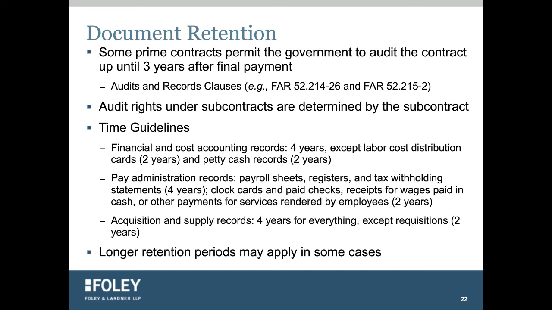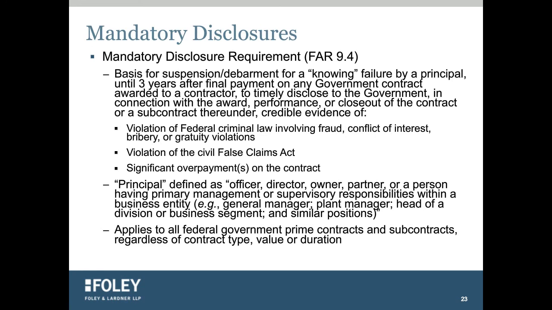The mandatory disclosure requirement: under the suspension and debarment regulations of FAR 9.4, a contractor can be suspended or debarred for a knowing failure by a principal to timely disclose credible evidence of criminal violations and significant overpayments. So there are a couple things to unpack here. First, the requirement to disclose applies to principals, which is defined as an officer, director, owner, partner, or a person having primary management or supervisory responsibilities. Second, the requirement is for timely disclosure, but there's no definition of what's timely.